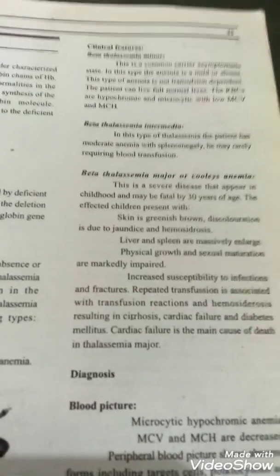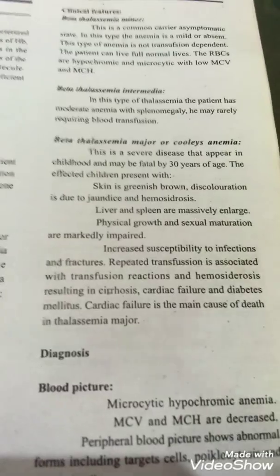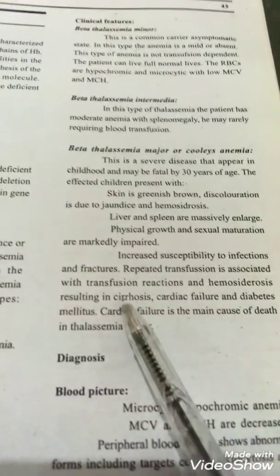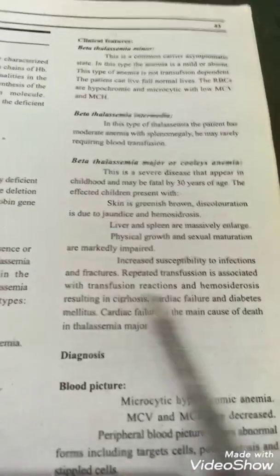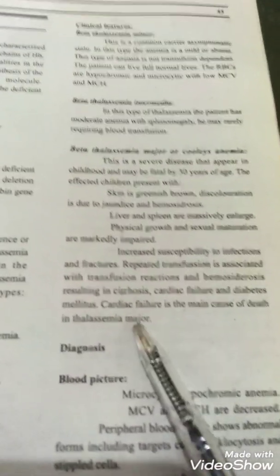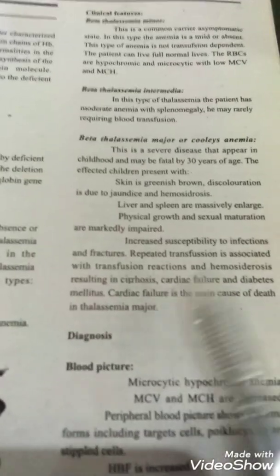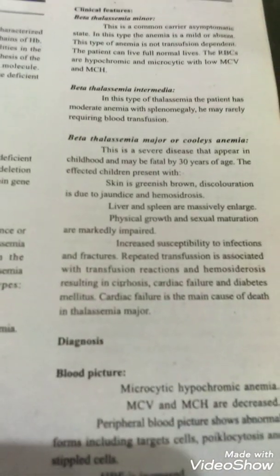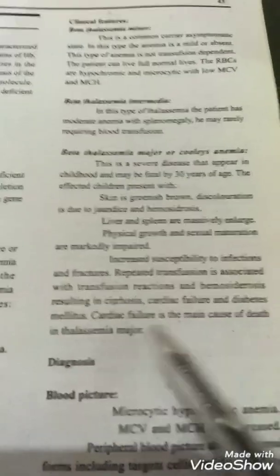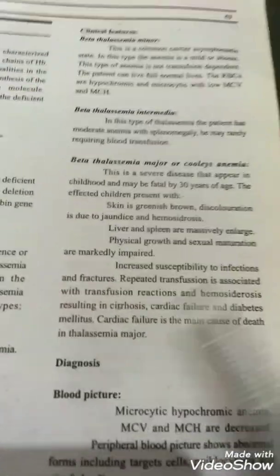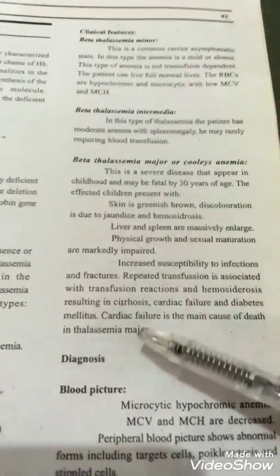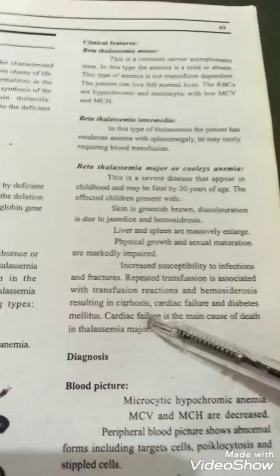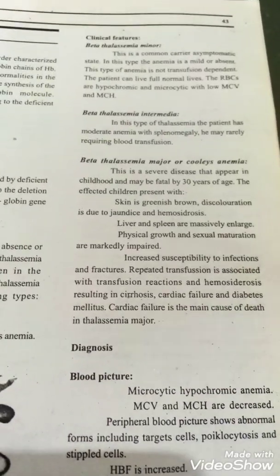So it is a severe condition. There is cirrhosis, cardiac failure, diabetes mellitus. Many problems occur in thalassemia. And cardiac failure is the main cause of death in thalassemia major. So the person dies because of cardiac failure, not any other problem. It is a major problem of cardiac failure during thalassemia major.